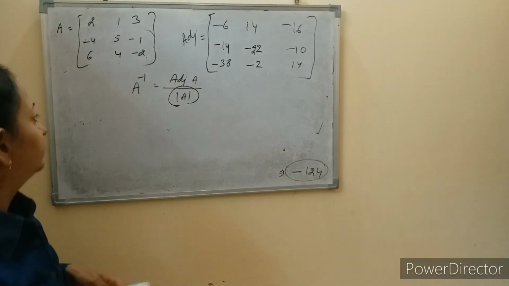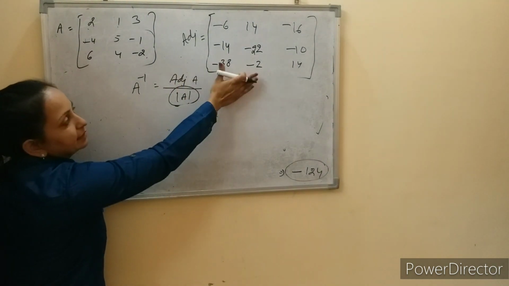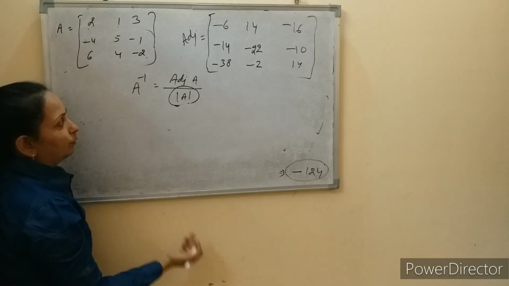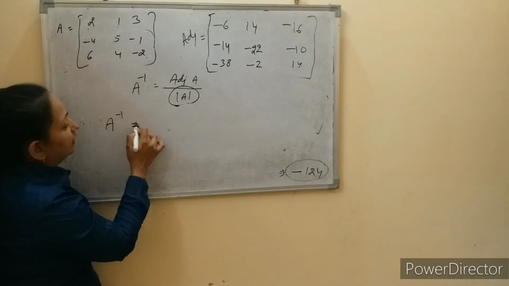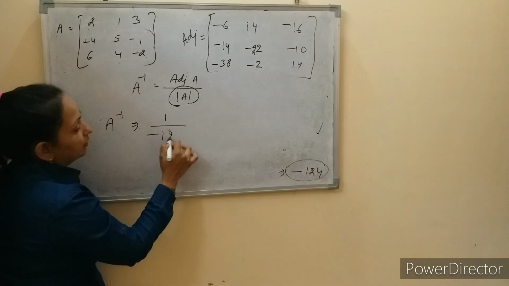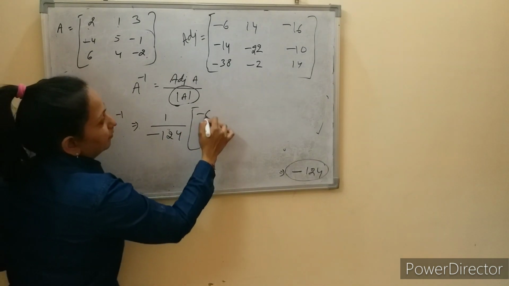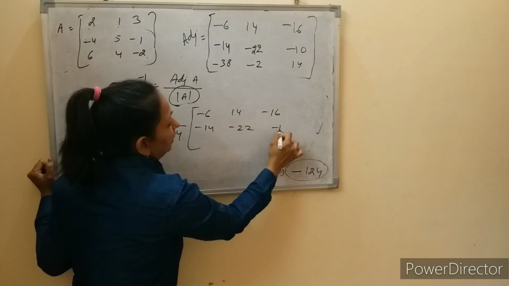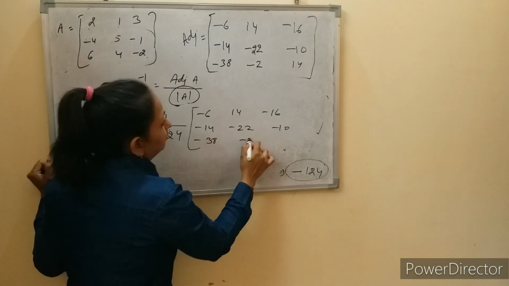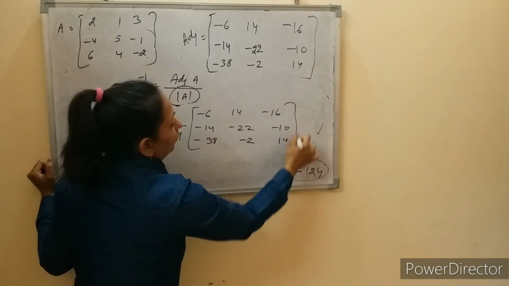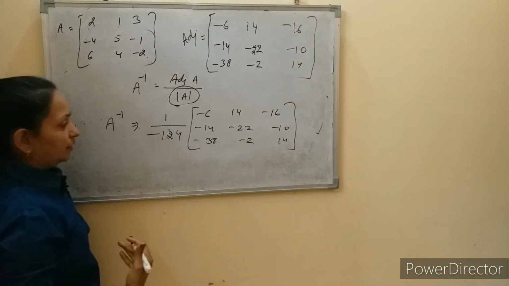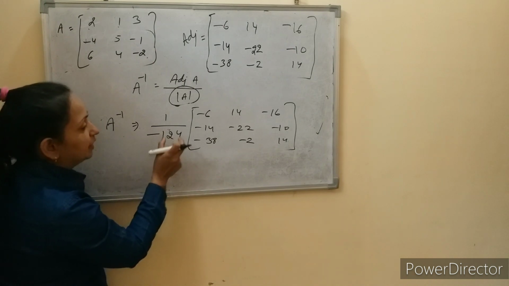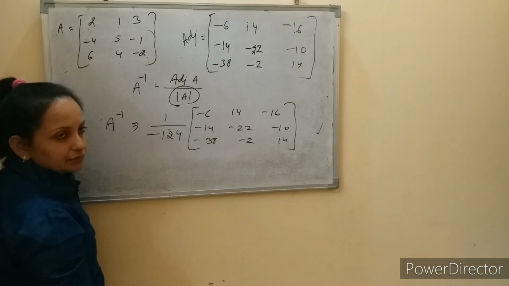Now the formula says that to find the inverse, we have to divide this adjoint matrix by this value, negative 124. So I will write it like this: 1 upon negative 124 times the matrix minus 6, 14, minus 16, minus 14, minus 22, minus 10, minus 38, minus 2 and minus 14. Now most students ask me how we can divide this big number into all the elements, which are quite small.